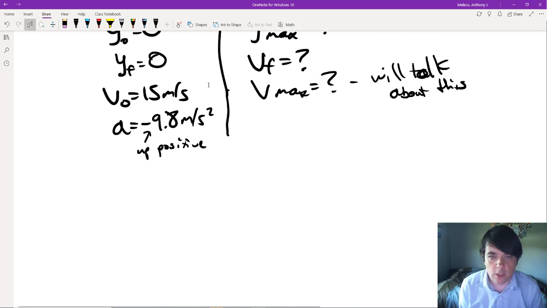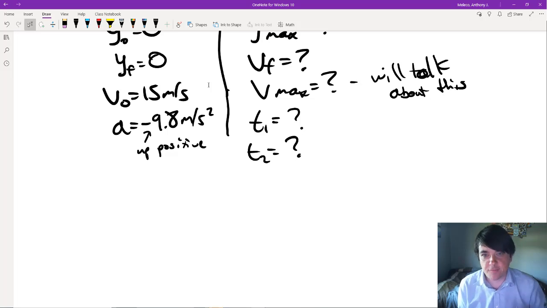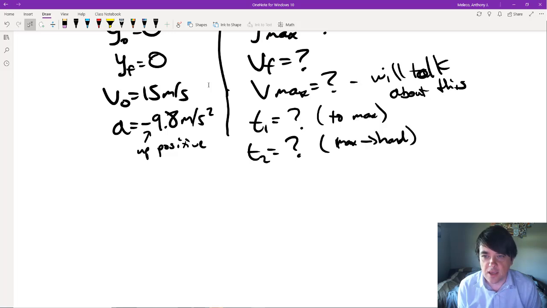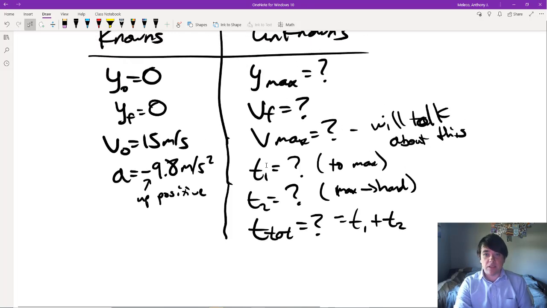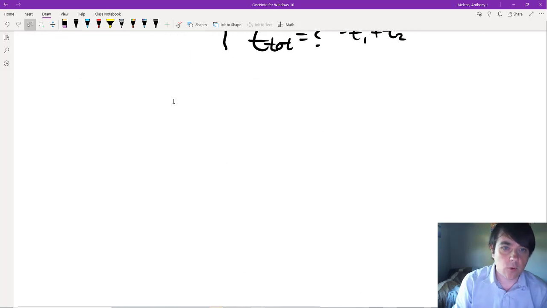Now we need our times, right? We don't know time 1, which is the time to the max. We don't know time 2, which is the time to back to the hand from max. So this is to max. This is max to hand. And then we, of course, don't know total time either. But we do know that it's T1 plus T2. Okay, so there is a lot of information we don't know. And we really only know a couple things. We know these guys are 0, these guys are minus 9.8 and 15. So let's see what we can do.